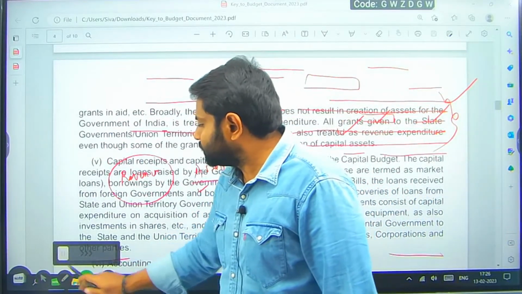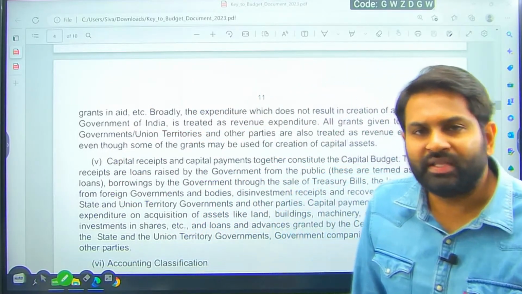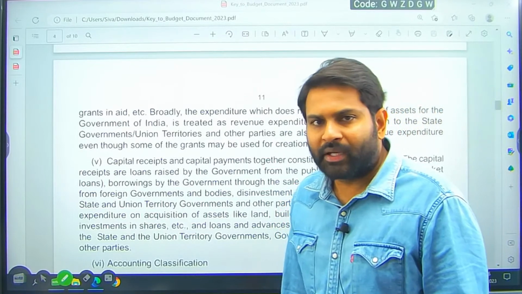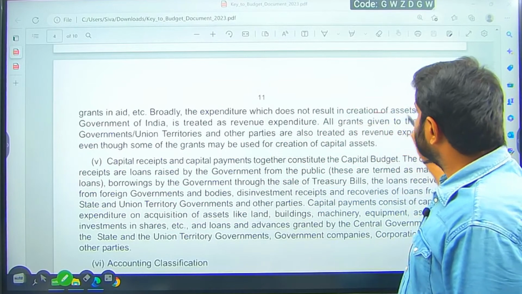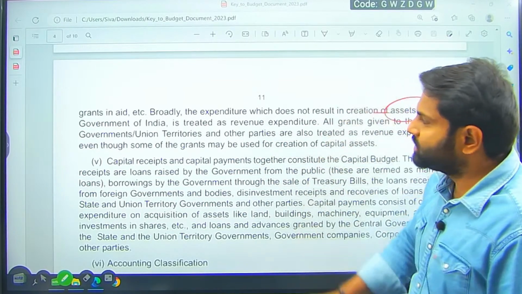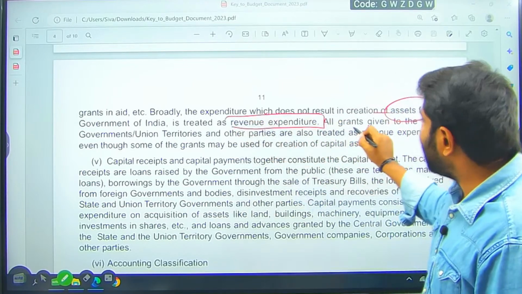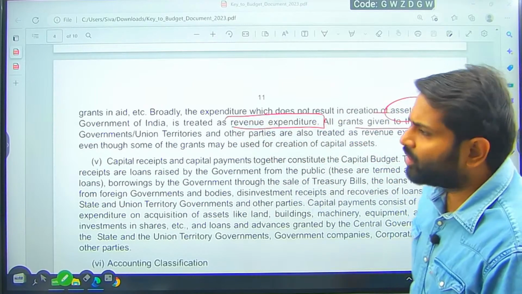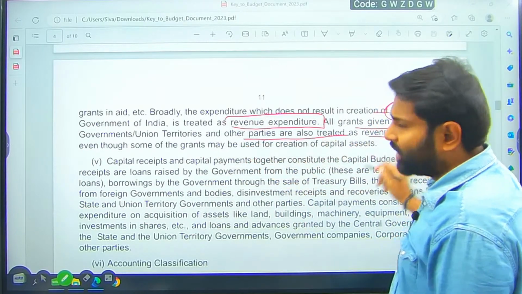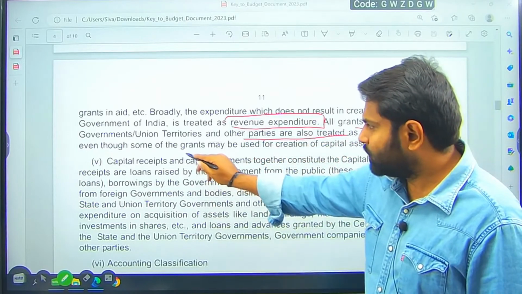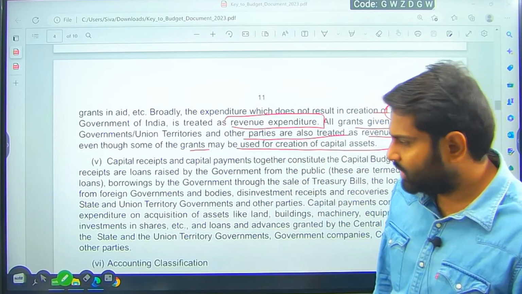Revenue expenditure will not create any assets. If it is creating an asset, it will become capital expenditure. Keep that in mind. Broadly, the expenditure which does not result in creation of assets is treated as revenue expenditure. All grants given to the state governments, union territories and other parties are also treated as revenue expenditure, even though some of the grants may be used for creation of capital assets. Let us understand this.